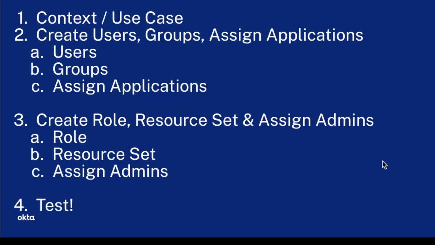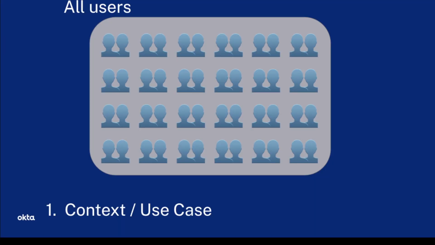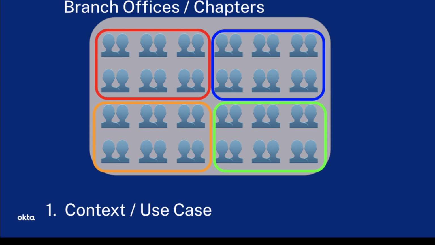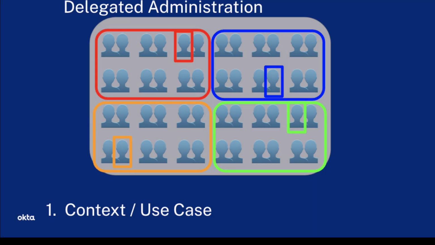Let's start off with a little bit of context around this use case. So here's all of our users in our Okta tenant, and maybe these users actually represent a number of different branch offices or chapters of our business. And further, we've decided that we want to allow each chapter or branch to self-govern. And so we've elected an administrator within each group that now we want to be able to manage the various features of each group. This is what we're able to achieve with the administrator roles function.